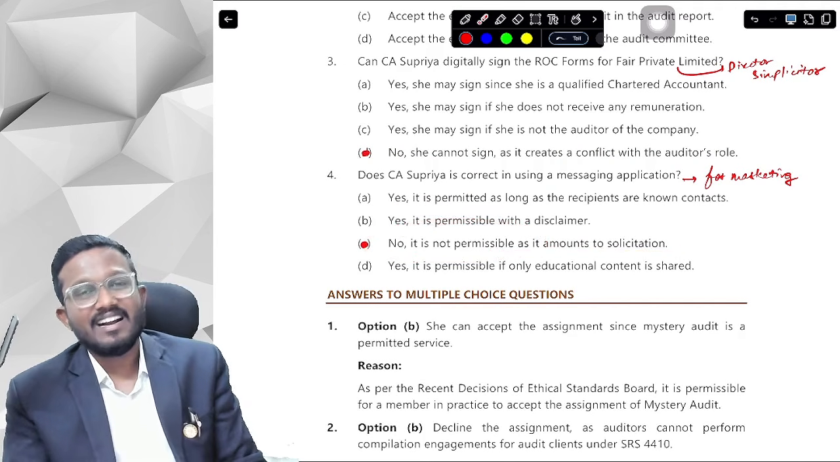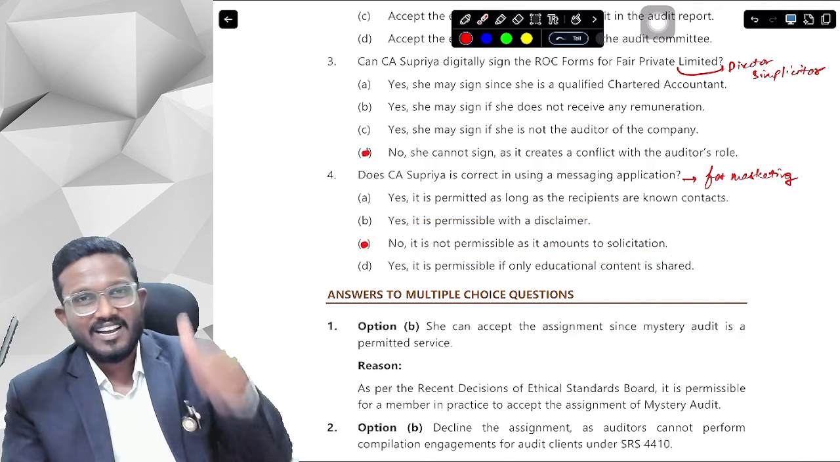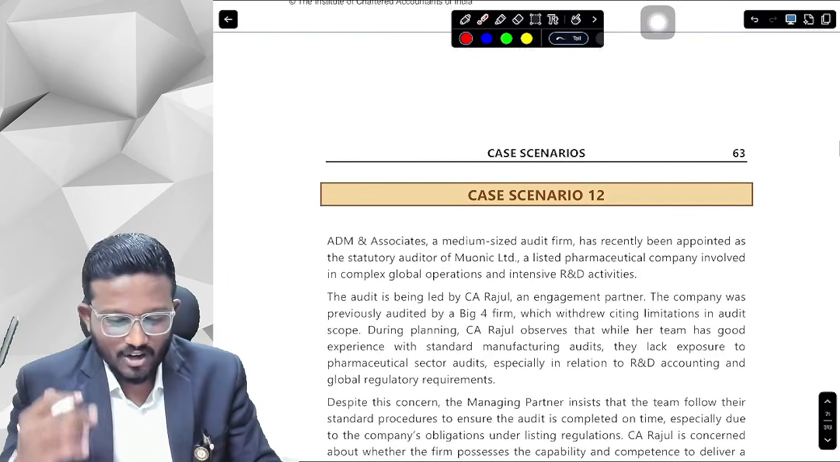It is not permitted, since it amounts to solicitation. Okay, yes sir, this was your 4 MCQs in case scenario number 11.